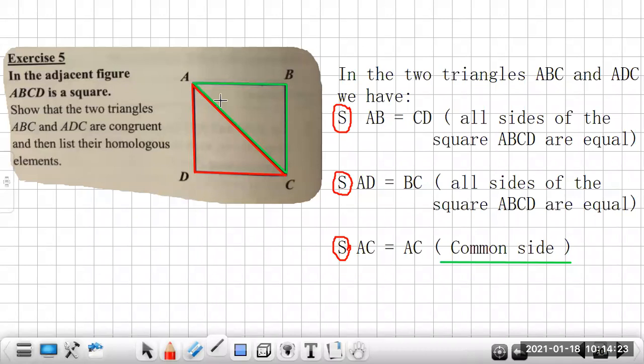Yes, Malek? I just wanted to participate in the homologous elements. Okay, homologous elements. Now you have time to try to solve. 3 minutes, then we solve the homologous elements.